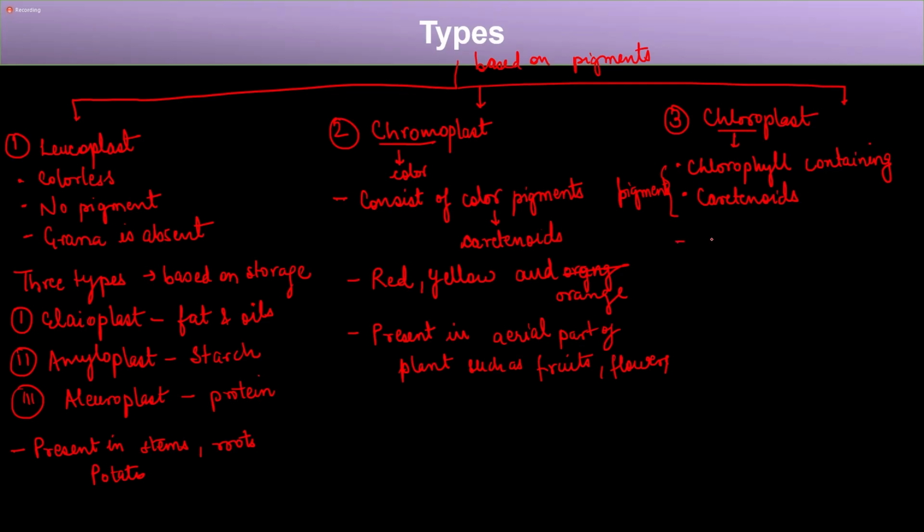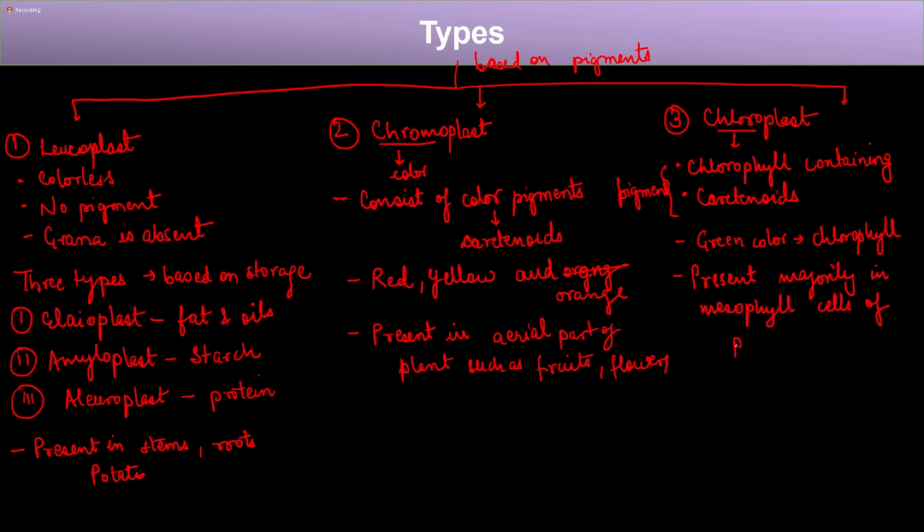And because of chlorophyll, the chloroplasts are green in color. Now, where are these chloroplasts present? They are present in all cells, but they are present majorly in the mesophyll cells of plant leaves.